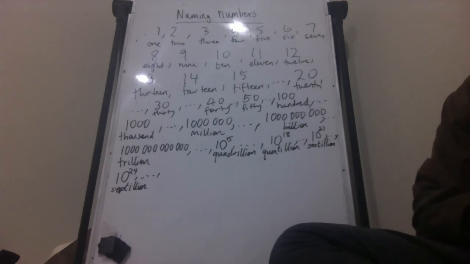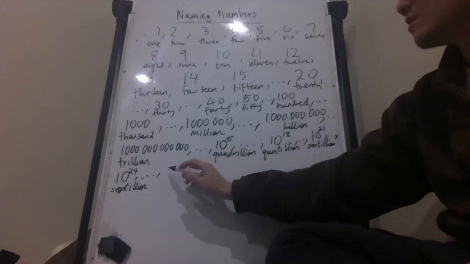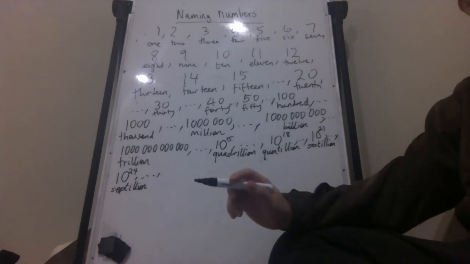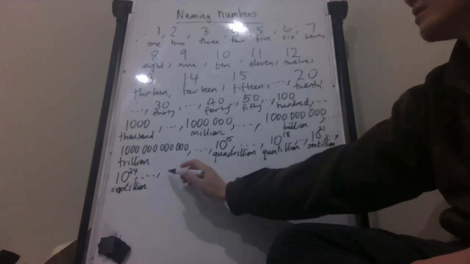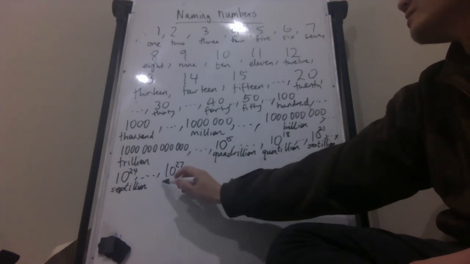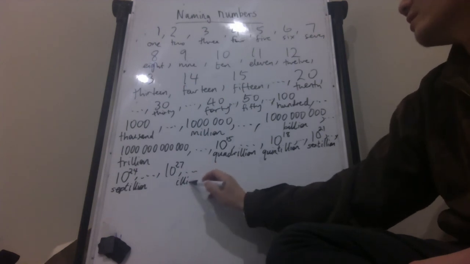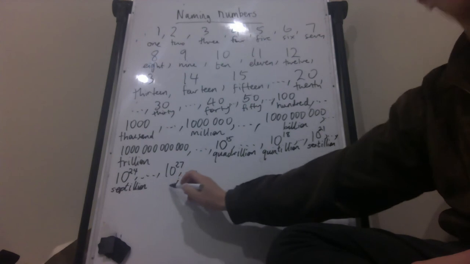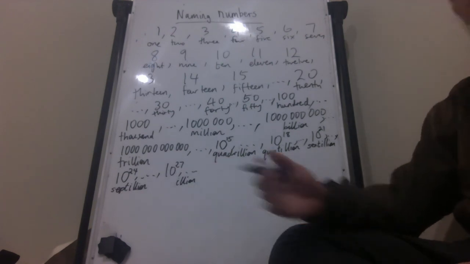Okay, what's after this? How many zeros after 24? It's 24 plus 3, 27. So 10 to the 27, and it's a word that has illion, hopefully. And then what does it mean here? I know, 8. 8 illion.